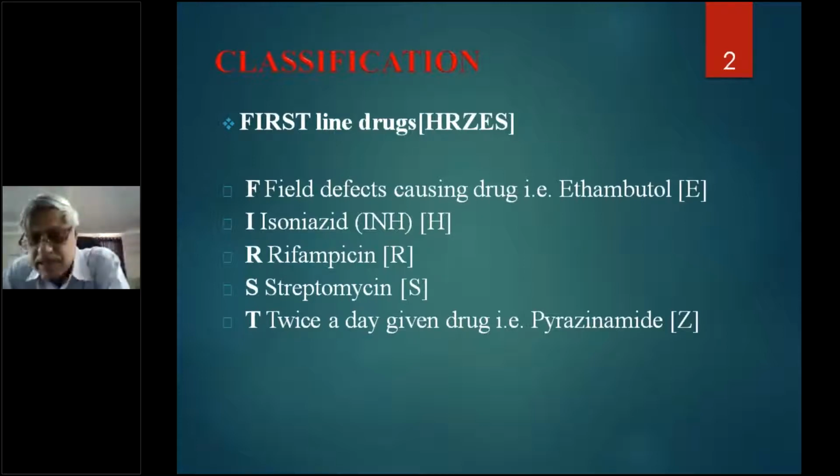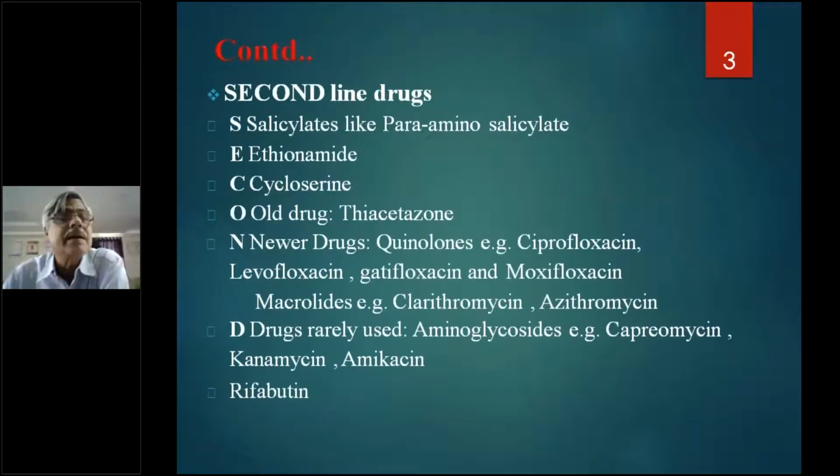Streptomycin is actually a first line drug. But the second line drugs are kanamycin, capreomycin, amikacin. They all belong to second line drugs. Also levofloxacin and moxifloxacin. Very good. There are many drugs. So second line drugs are like this.